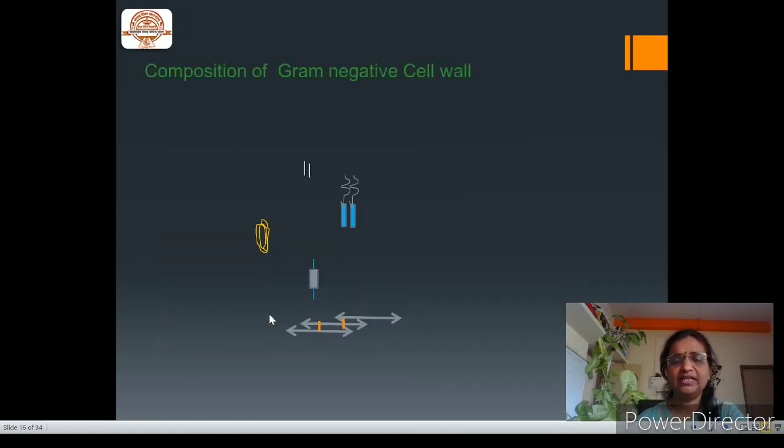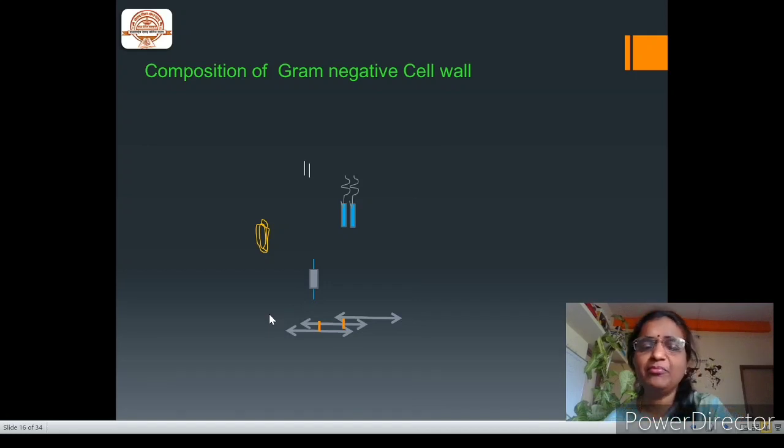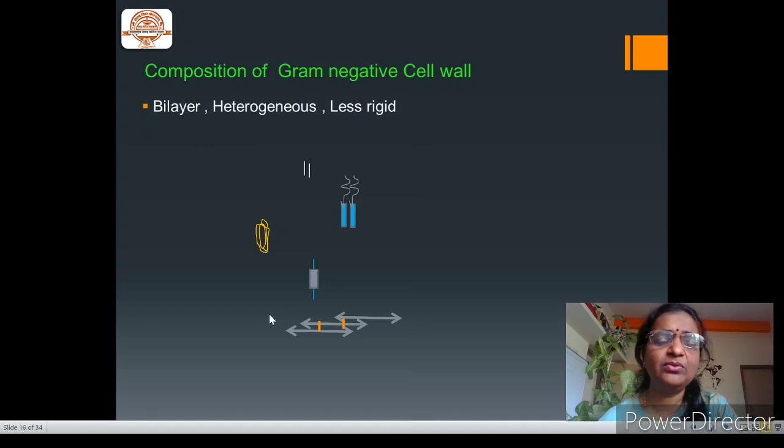Now we will go in detail about the composition of the gram negative cell wall. Which are the components present in the gram negative cell wall, and how they are arranged here. First of all, the gram negative cell wall is bilayered. It is heterogeneous. It consists of a number of different chemical constituents, and it is less rigid.